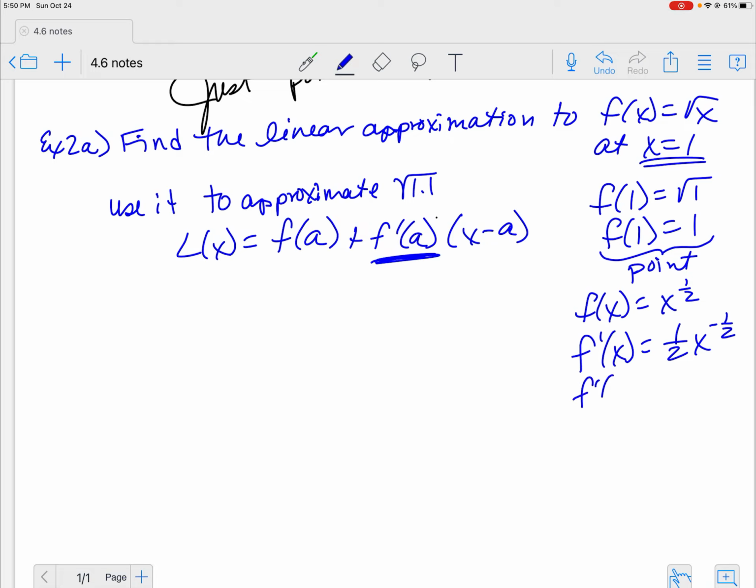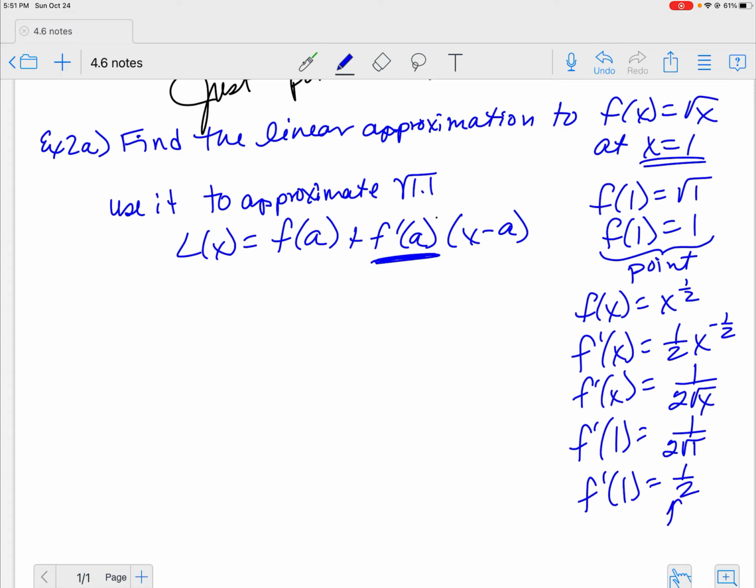I'm going to rewrite this so that it looks a little bit nicer. So 1 over 2 square root of x. So f prime of 1 is 1 over 2 times the square root of 1. So my derivative at 1 is 1/2. That's my slope. Then I plug it all in.